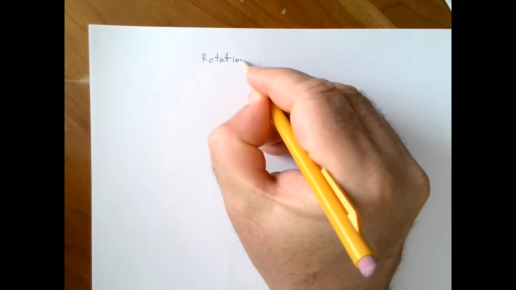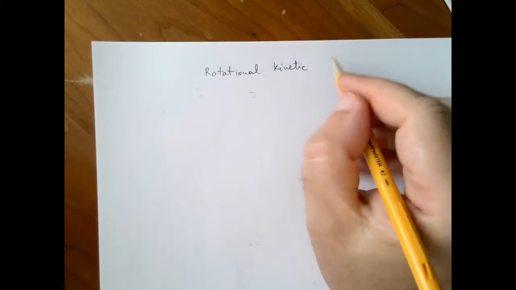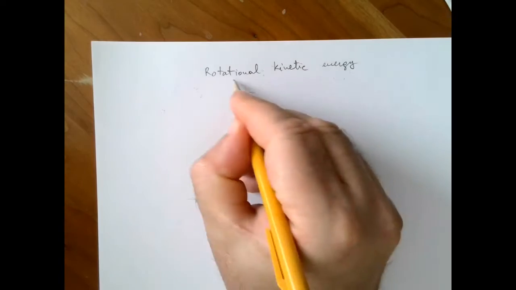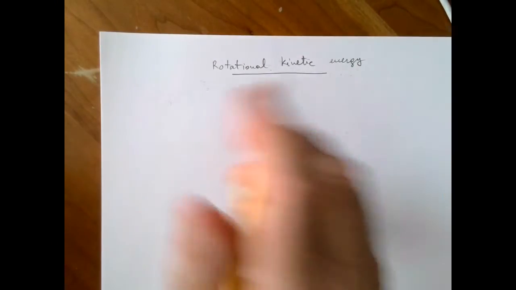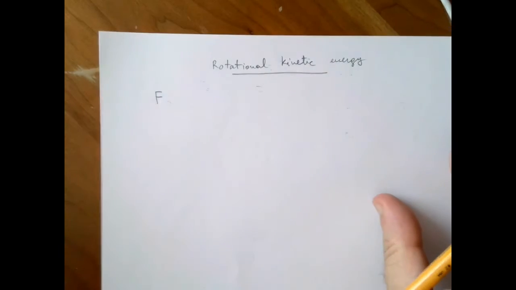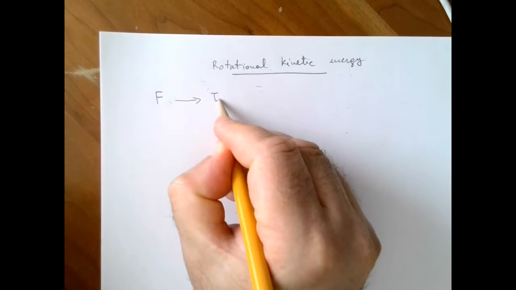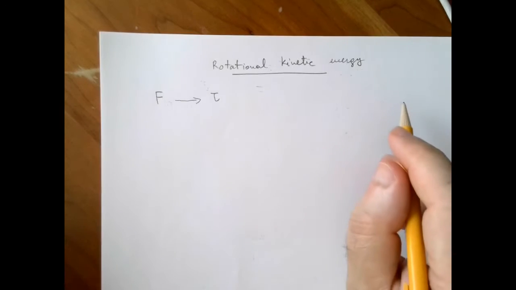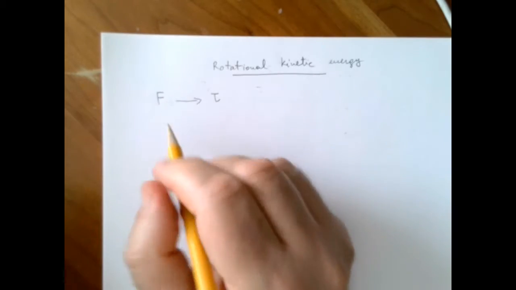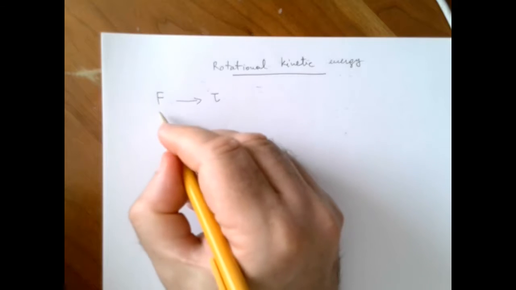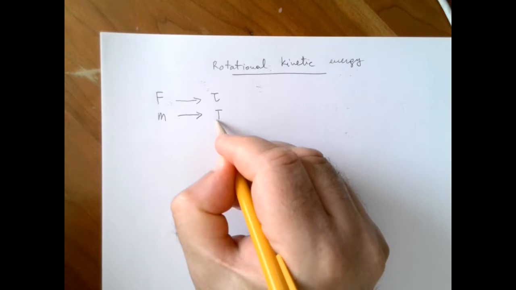Rotational kinetic energy. We saw in an earlier video that the force that we are accustomed with from horizontal motion, when it comes to rotational motion, we have to replace it by the torque. We also saw that the mass must be replaced by moment of inertia.